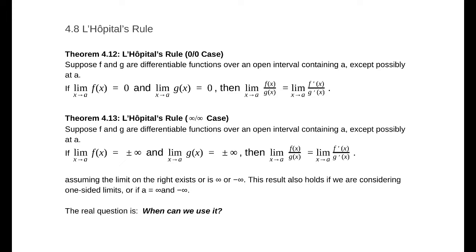We also have another case of this. If the limit of each of those is going to positive or negative infinity, we can apply that same process. Take the derivative of each numerator and denominator, and then take that corresponding limit, and those limits will be the same. Okay, so as we go through some examples, we always want to ask, when can we use this? Can we use L'Hopital's rule?